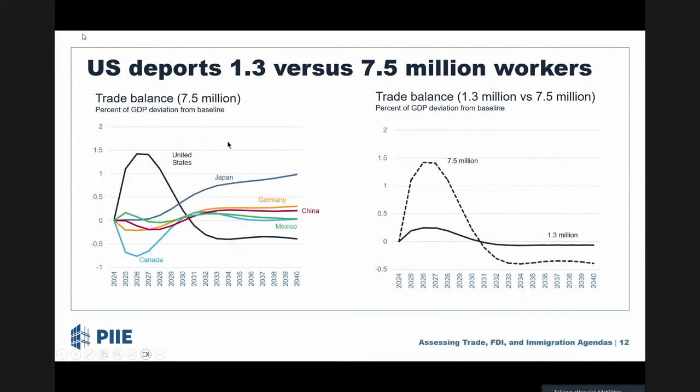What happens to the trade balance? And this is kind of an interesting story because one thing you do notice here is that if you really do remove a lot of workers from the US economy, the trade balance improves. Now, some people might find that counterintuitive, but the way the model works is if you reduce the number of workers in the economy, the return to capital goes down. Foreign investment won't flow to the US economy. In fact, US investment and foreign investment will flow somewhere else where the returns are higher.